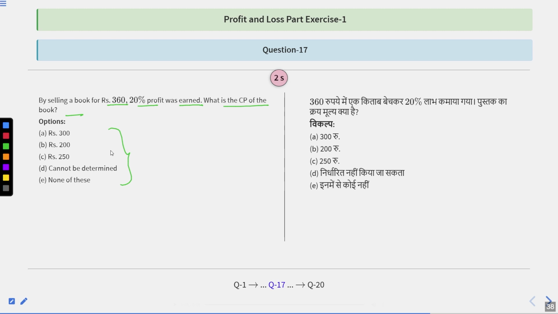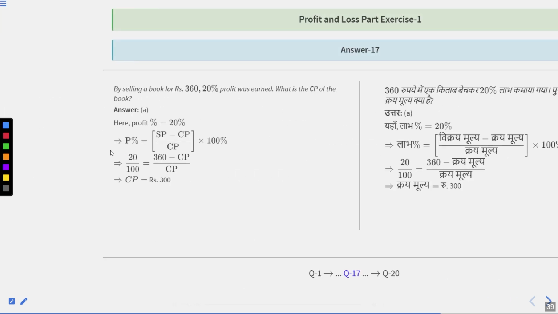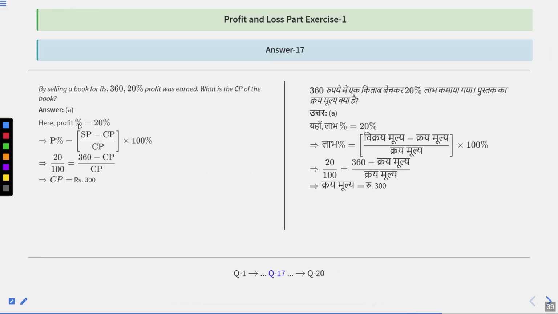Now time's up. Let's see the solution. Now the question says that profit is 20%. So what is the profit percent? SP minus CP upon CP multiplying by 100. This is the formula for calculating profit. So we use this formula.